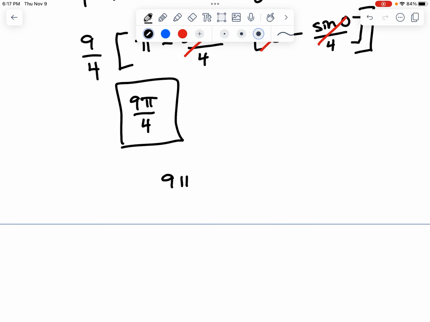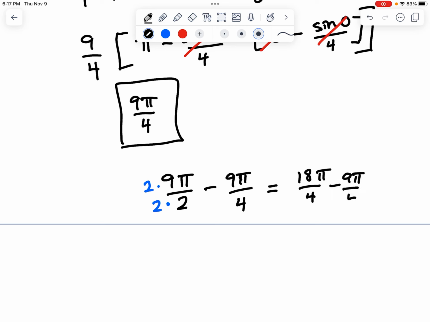So what is 9 pi halves minus 9 pi fourths? So then just get a blue pen, and that allows you to get a common denominator. And thus we end up with 18 pi over 4 minus 9 pi over 4, which is a grand total of 9 pi over 4.